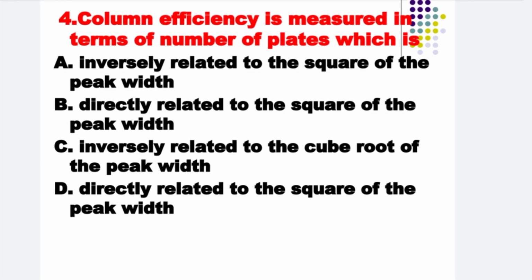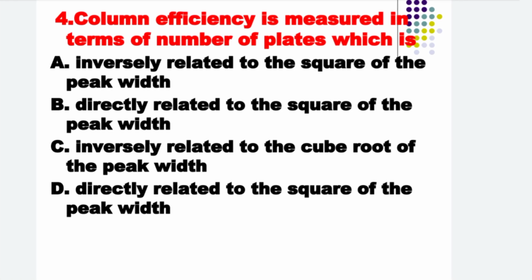Next is column efficiency is measured in terms of number of plates, which is option A, inversely related to the square of the peak width; option B, directly related to the square of the peak width; option C, inversely related to the cube root of the peak width; and option D, directly related to the square of the peak width. The answer is option A.